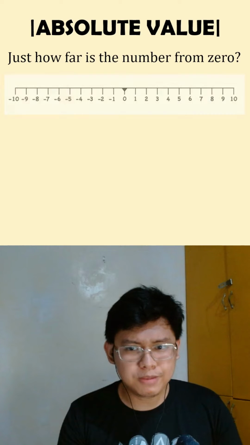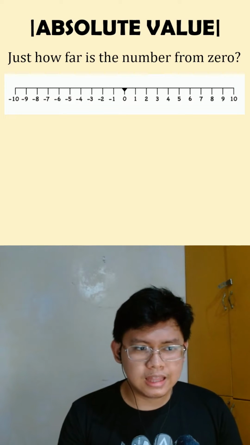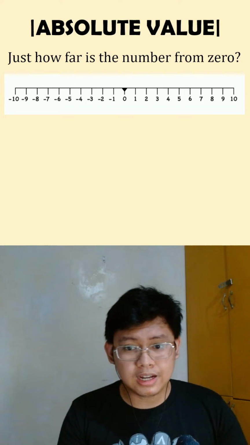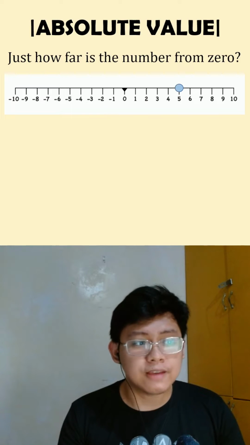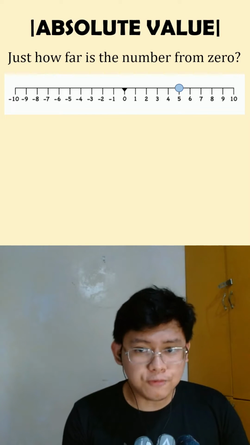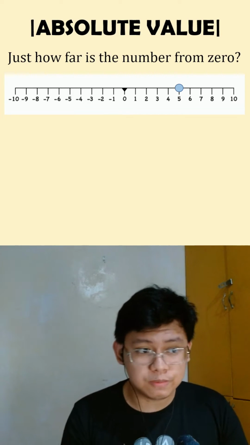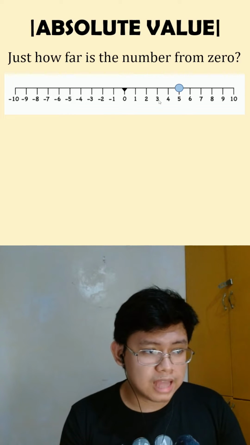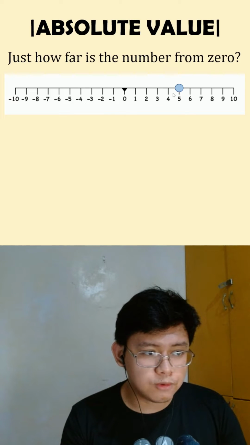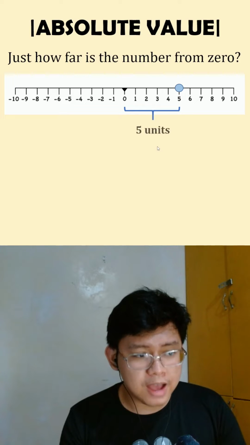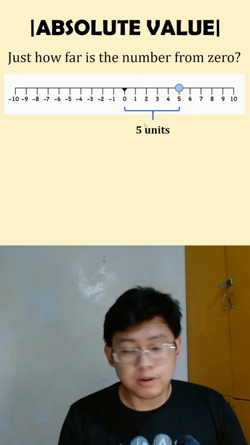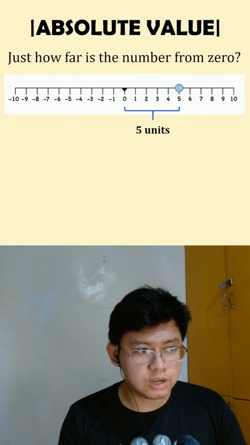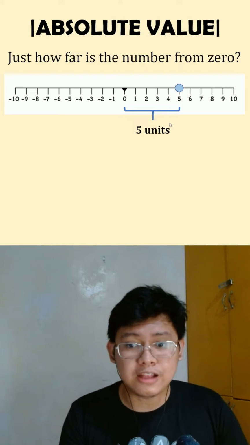So, for example, meron tayong number line and we're going to get the absolute value of 5. Let's answer the question just how far is 5 from 0. So, bilangin natin. So, meron tayong 1, 2, 3, 4, 5. So, meron tayong 5 units away from 0. So, ito yung sagot natin when we get the absolute value of 5.